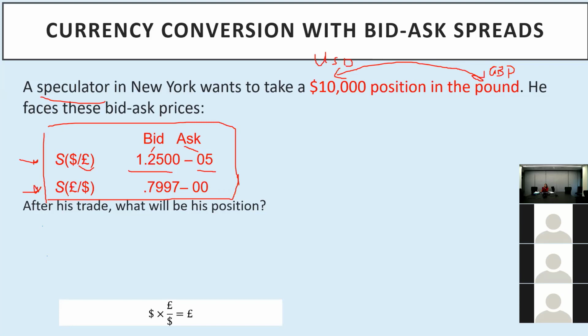Similarly, for the second quote, this is the invert of the first quote. So this is the price of the USD in terms of the pounds, okay? So these quotes mean that the bank wants to buy the USD at 0.7997 and they want to sell the USD at 0.8, okay? So 00 means 0.8, so we just go up to one figure. So the question here is, after his trade, what would be his position, right?